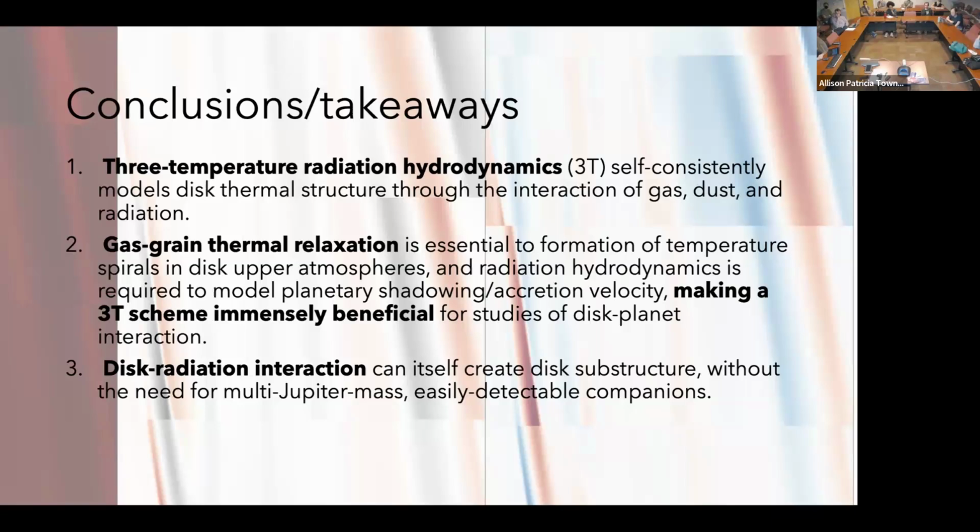And now, interaction between disk structure and radiation can itself drive disk substructure. Potentially it's interesting to look at whether some of the substructures we observe might be non-planetary in nature, rather than putting a planet next to every single substructure. So that's my talk, and I welcome any questions that you might have at this point.